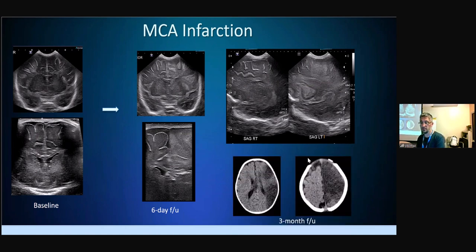And this is the MRI CT correlation after 3 months. There is chronic infarction of the MCA territory. Ultrasound is usually not as sensitive as MRI. It takes some time, at least a week, to see the changes nicely on the ultrasound.